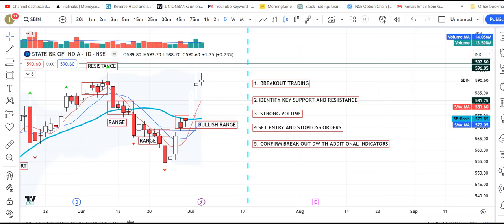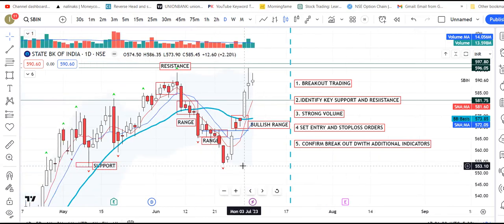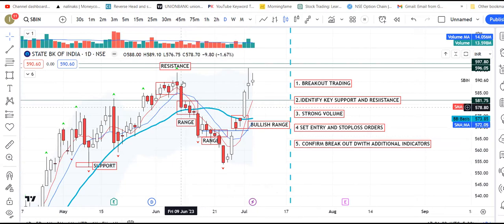How you have to set the entry, I am going to explain on the chart. I am on the daily chart of State Bank of India. I have identified these steps. First, identify the resistance level, and this was the support level.